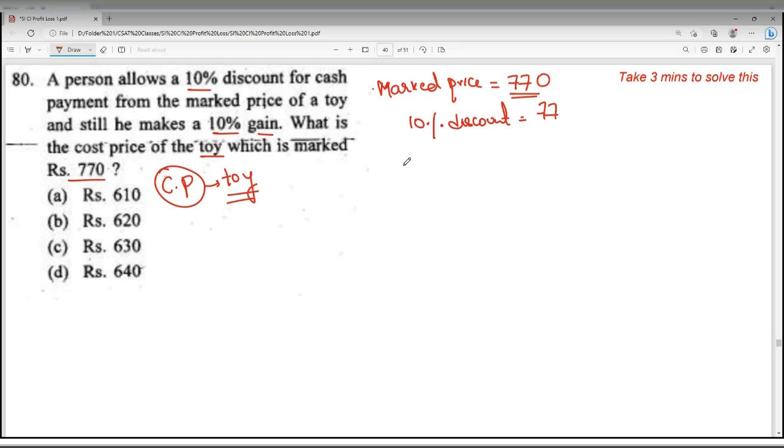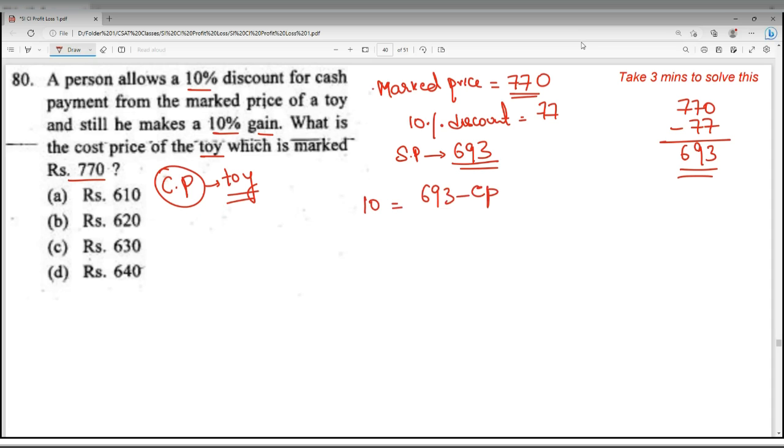So the final selling price is 770 minus 77, which is 693. So he has sold it for 693, the selling price. And even after that, he has a 10% gain. So profit or loss percentage is 10. 10 is equal to selling price minus cost price, let's take it as CP itself, divided by cost price into 100.